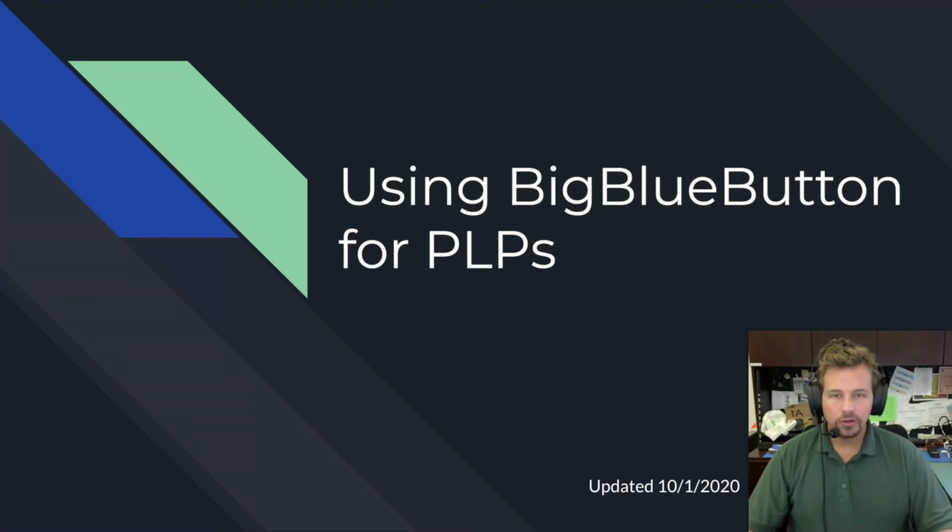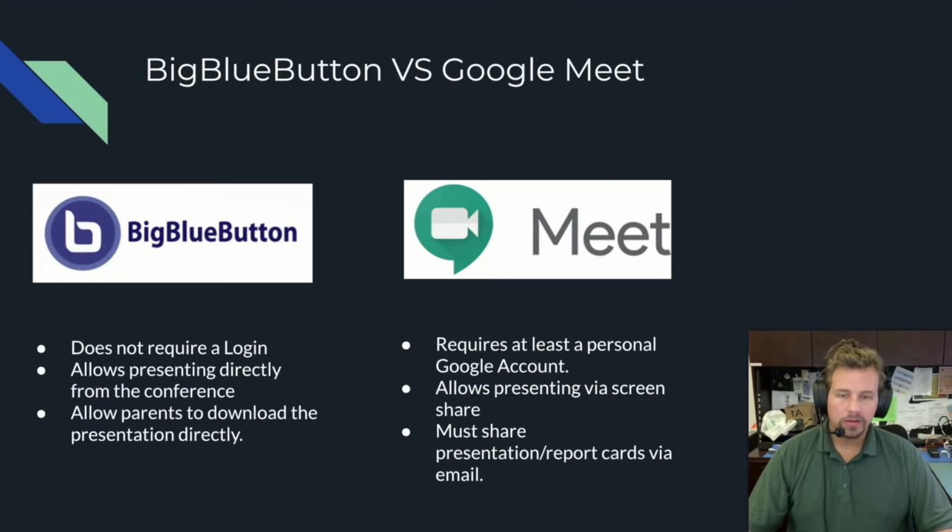Today, I'm going to show you how to use BigBlueButton and run your virtual PLPs easily for both you and your parents. The technology department is recommending that you use BigBlueButton for PLPs rather than Google Meet because BigBlueButton does not require your parents to have an account to join in. If you opt to use Google Meet, then the parents will have to have at least a personal Google account or will need to use their child's CCA Google account to join. BigBlueButton also has a few additional features that work well for PLPs, and we'll cover these in the demonstration.